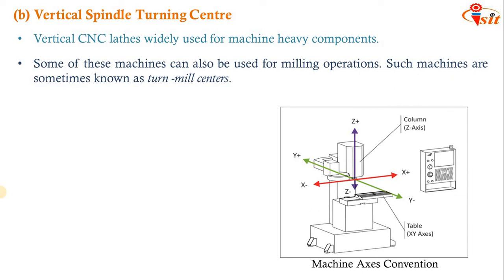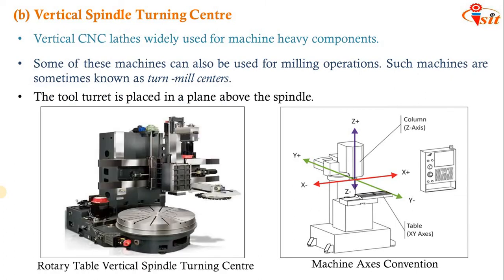There we can see the tool turret is placed in a plane above the spindle. Here, on the horizontal, the tool turret is placed in front of the spindle, but in this vertical spindle turning center the tool turret is placed in a plane above the spindle. From the diagram it is clearly understood.